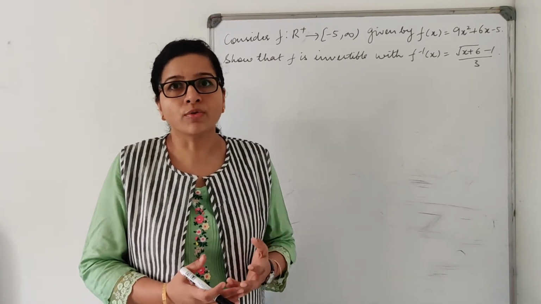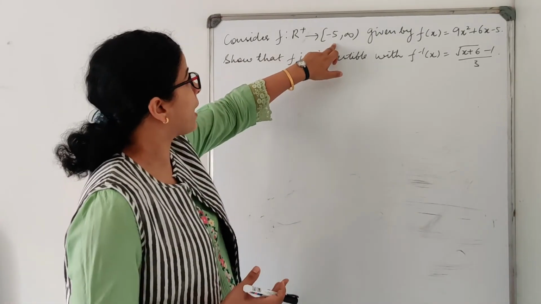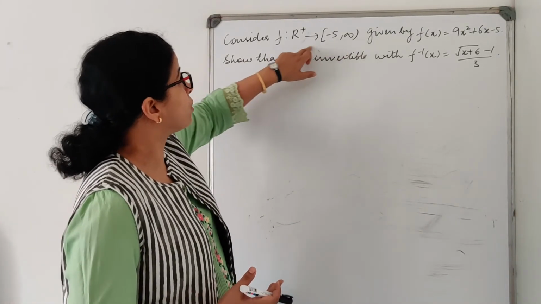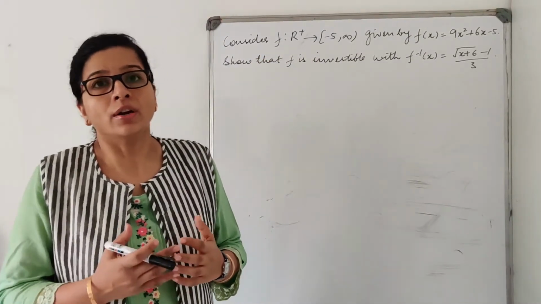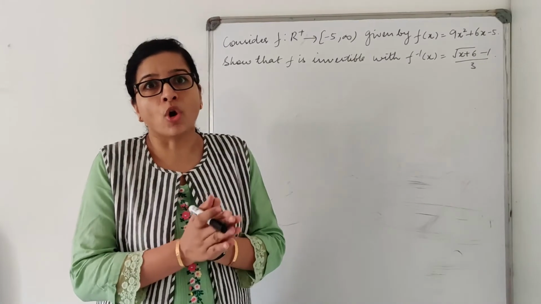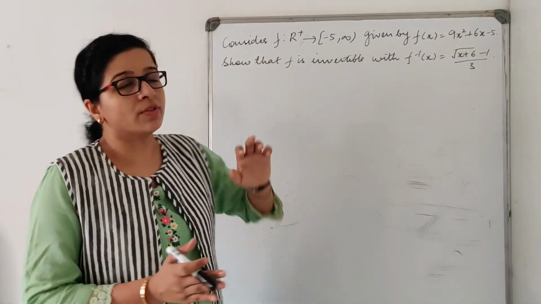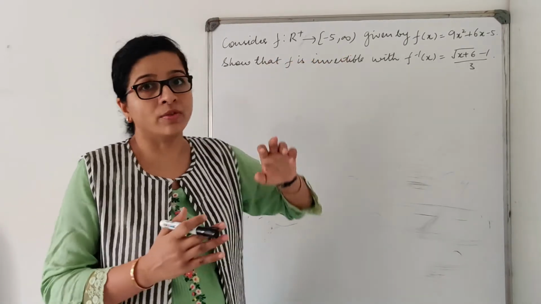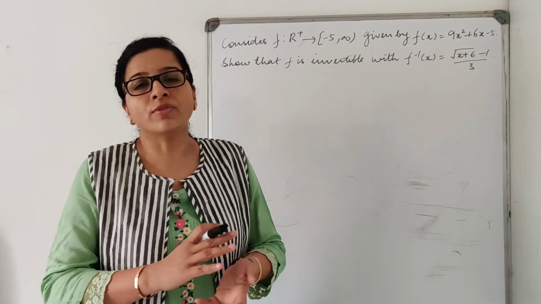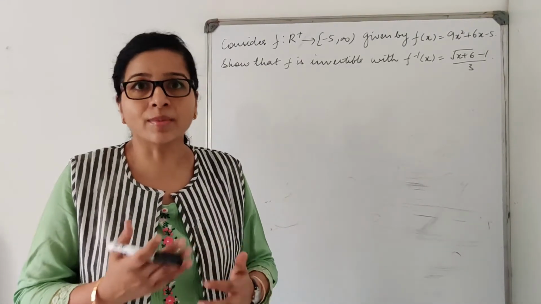What we can do is define one more function g from minus 5 comma infinity to R plus, so that if I solve g o f of x, I get the identity on R positive, and if I solve f o g of x, I get the identity on minus 5 comma infinity. It means both the functions are inverses of each other, right? So this is yet another method to solve it.